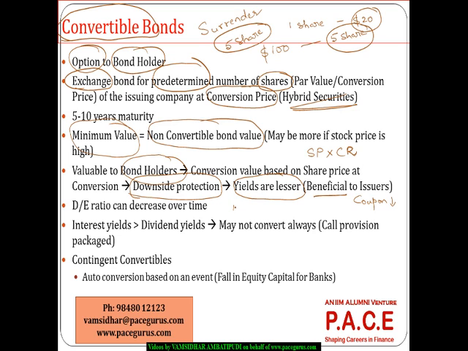And because the bond can get converted into equity, the debt is getting lesser and equity is going higher, which means the overall risk and the debt-equity ratio of the company are going down because of this conversion.